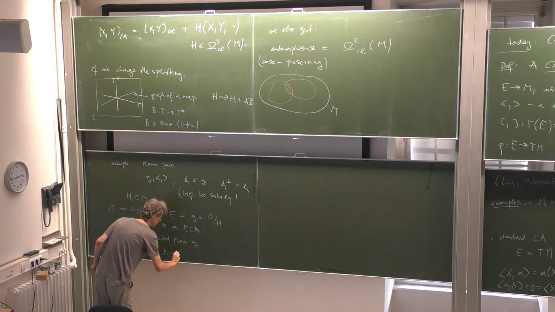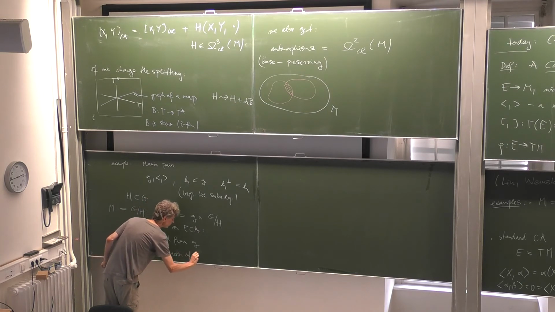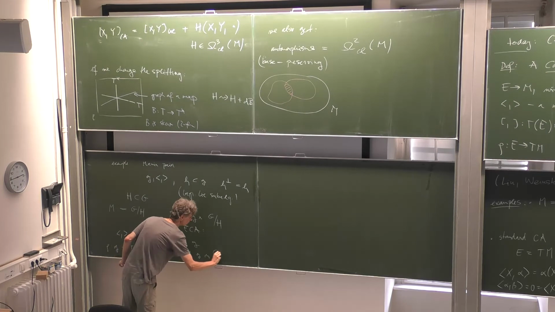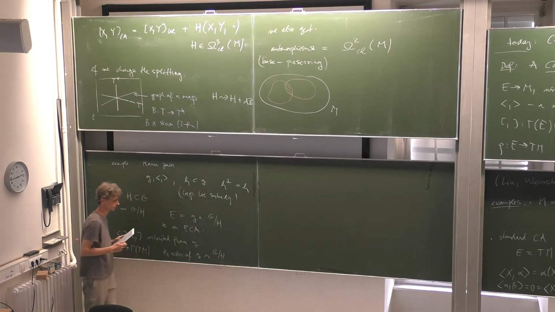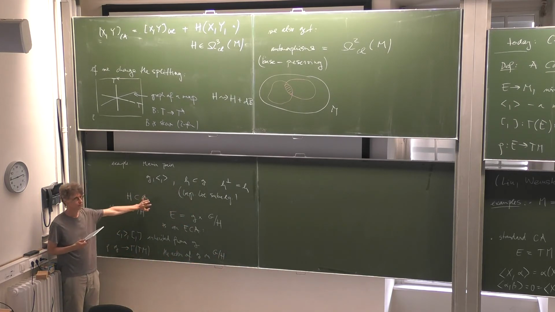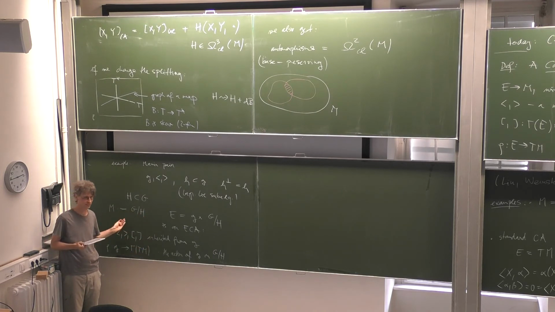The action of G on G mod H. This is an example which actually plays a role in Poisson T-duality, whatever that actually means.